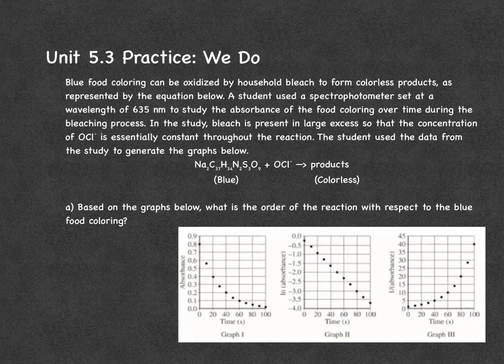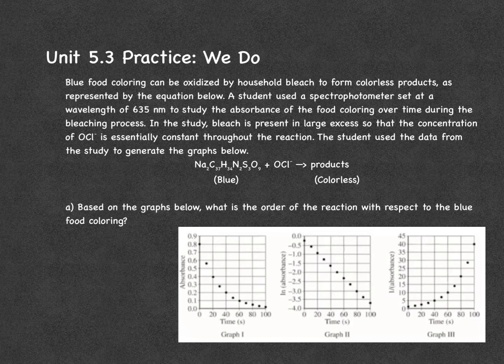Unit 5.3, we do practice. Blue food coloring can be oxidized by household bleach to form colorless products as represented by the equation below. A student used a spectrophotometer set at a wavelength of 635 nanometers to study the absorbance of the food coloring over time during the bleaching process.